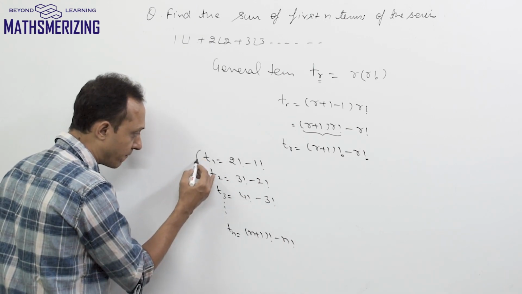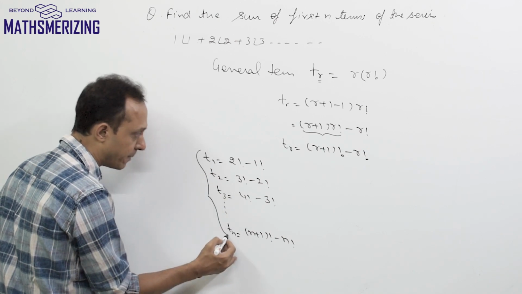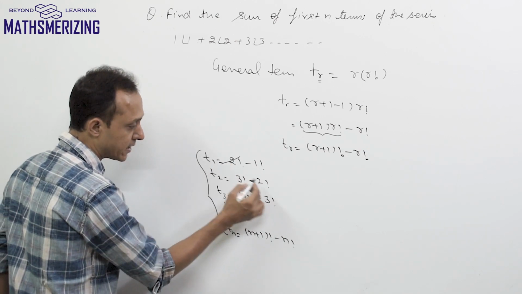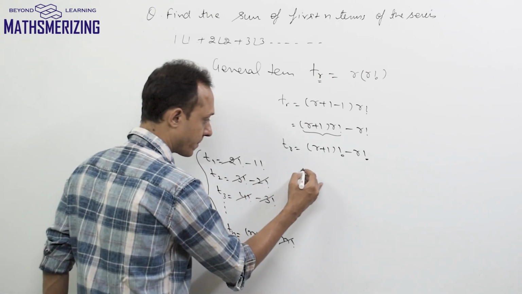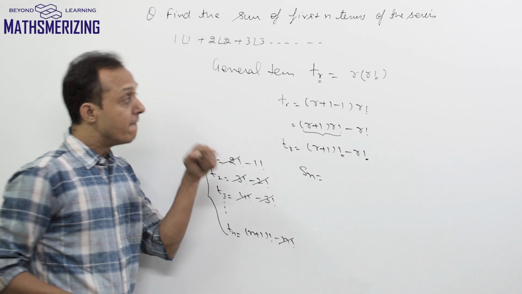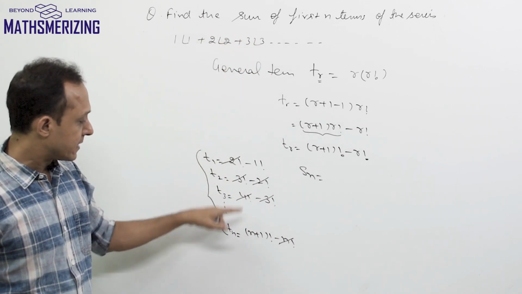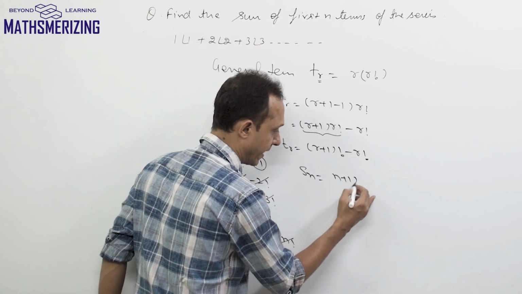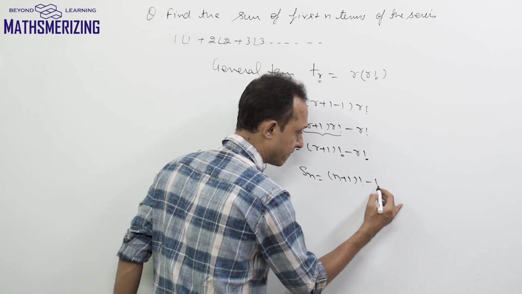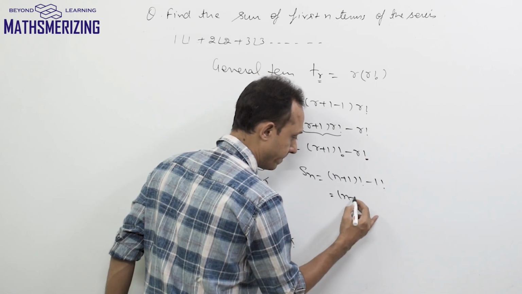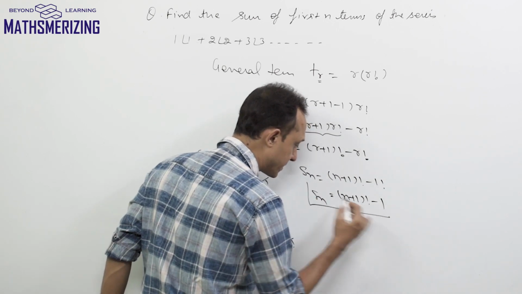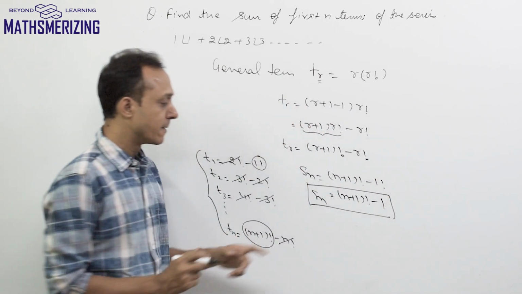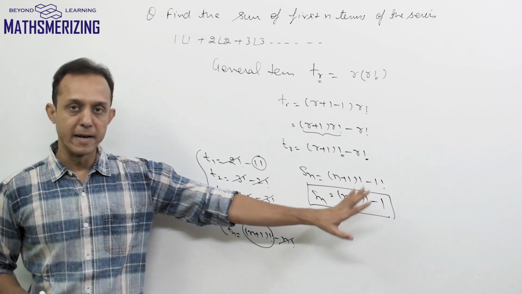So now what is the sum of all first n terms? So I'll add them up. When I add them up, these successive terms get cancelled. So the sum of first n terms of the series is simply factorial n plus 1 minus factorial 1, which is simply factorial n plus 1 minus 1. So the sum of first n terms of the series is given as factorial n plus 1 minus 1.